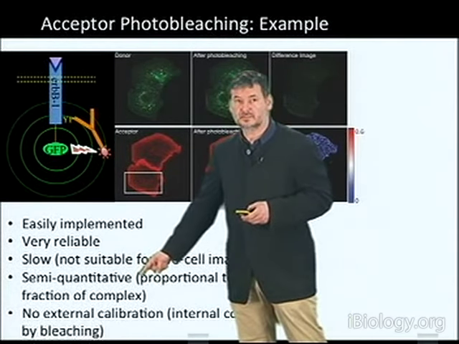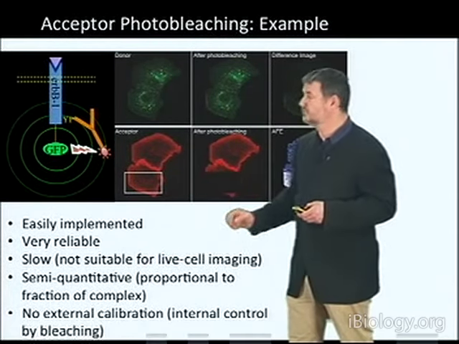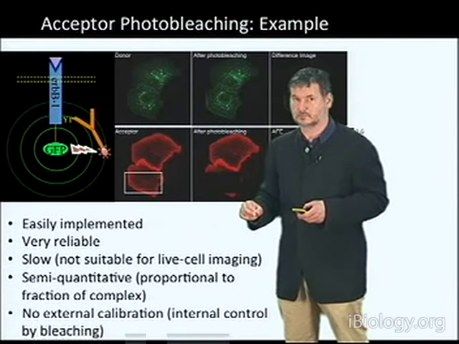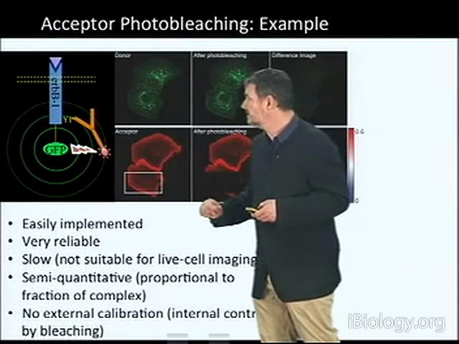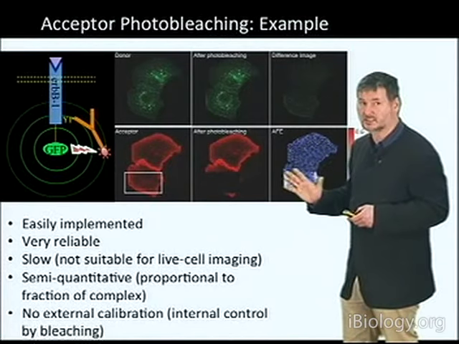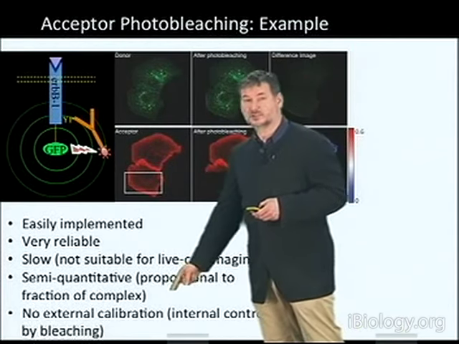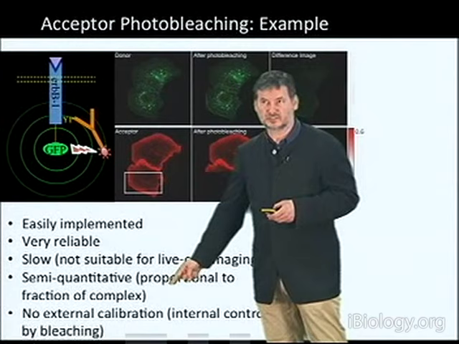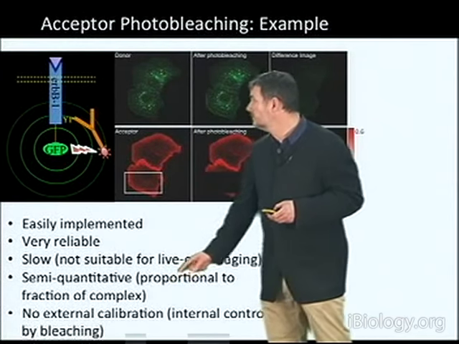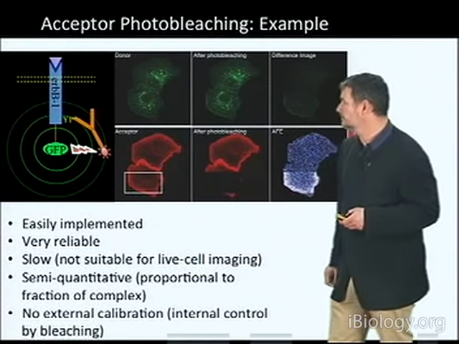It's semi-quantitative, but you get something that's proportional to the fraction of complex times the true efficiency. So it's in that sense the most quantitative in terms of the intensity-based methods. And you don't need an external calibration, as was the case, for example, for sensitized emission measurements. We have an internal control by this bleaching.